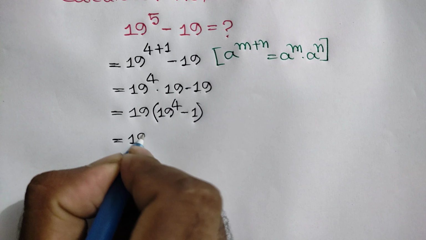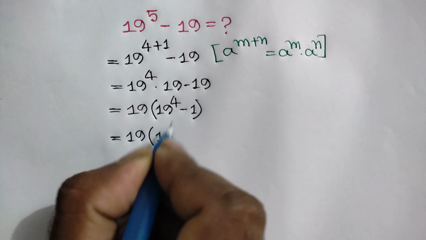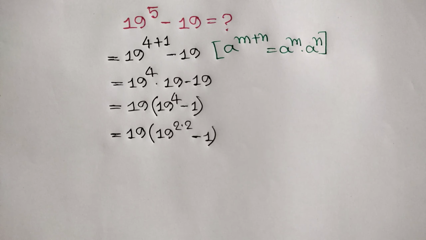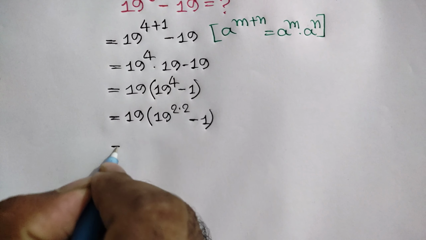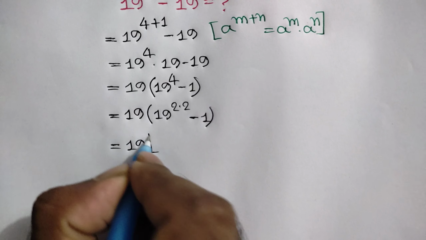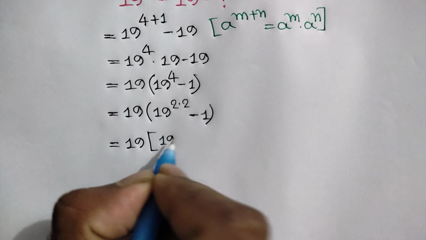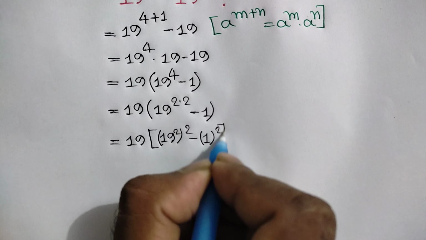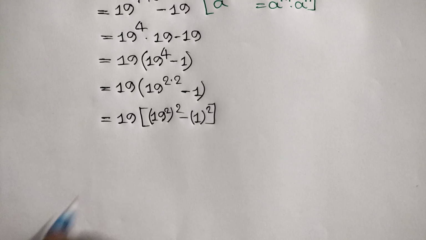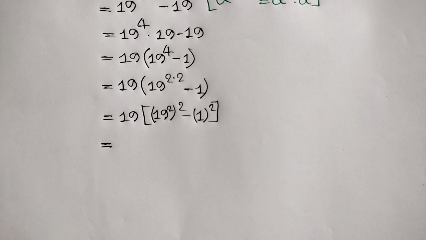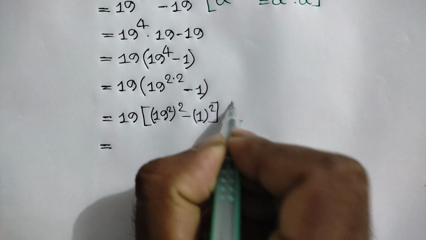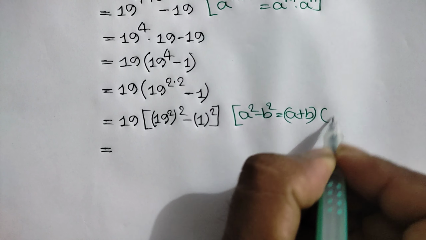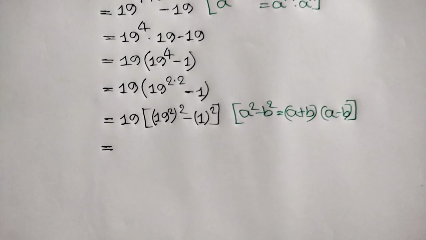is equal to 19 times, 19 to the power 4 can be written as 2 times 2, minus 1, is equal to 19 times, now we can write here 19 square whole square minus 1 can be written as 1 square, is equal to, now we know an algebraic formula, a square minus b square is equal to a plus b times a minus b. Now apply this formula.